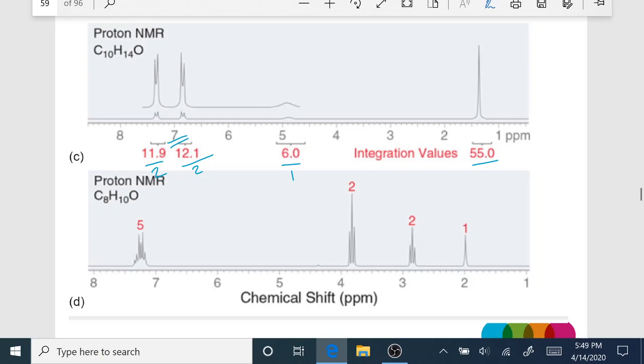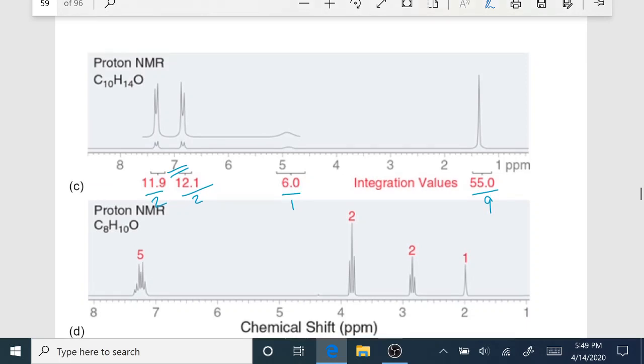6 times 10 is 60, right? What's 6 times 9? 54. So that's about 9 hydrogens there, right? So we've got a 1 to 2 to 2 to 9 ratio. So what does this thing look like? This looks like a T-butyl group. We've got 9 hydrogens. That's a singlet. That's a T-butyl group.